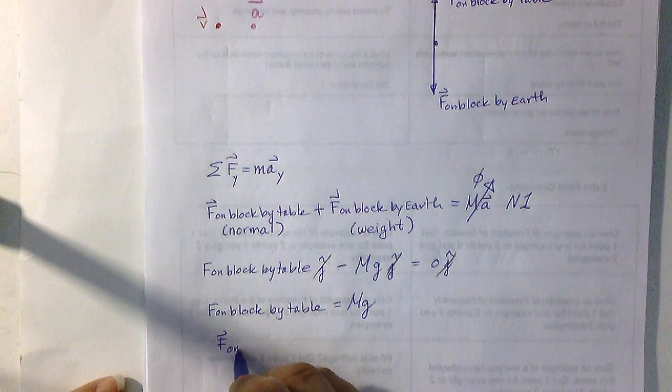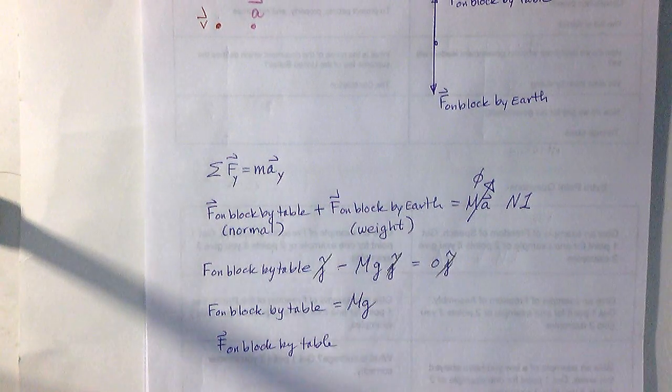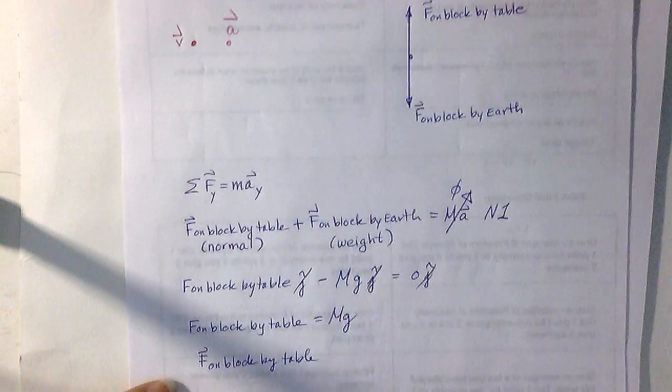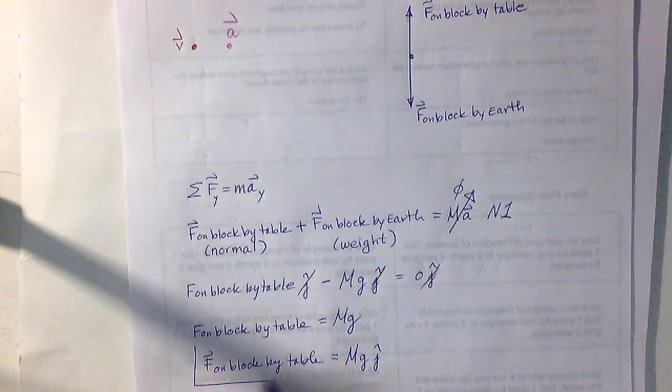Okay, so we're going to go ahead and give this direction. So we have force on block by table. Which way is the normal force directed? J hat. So that's equal to mg j hat. And I'm going to box my answer.